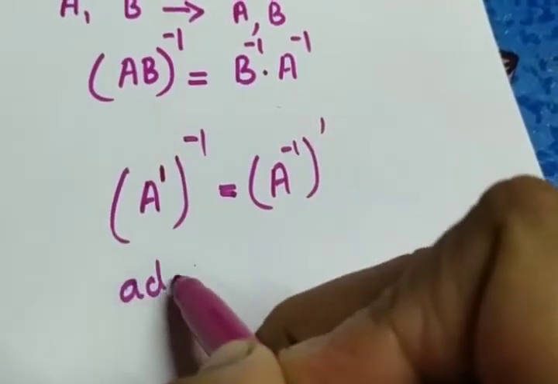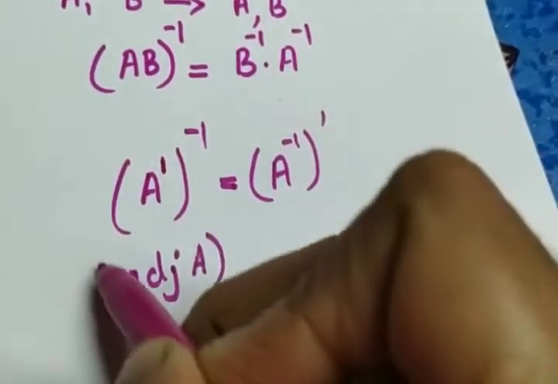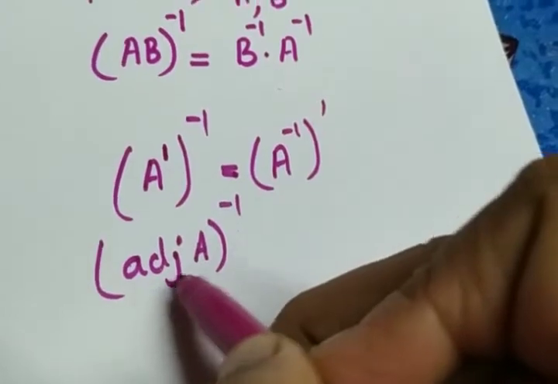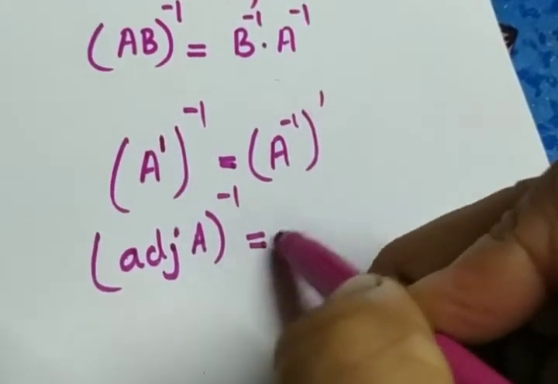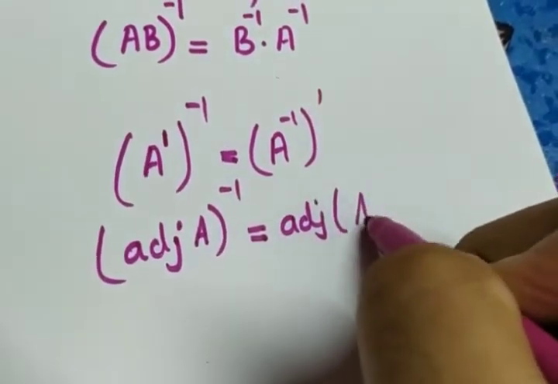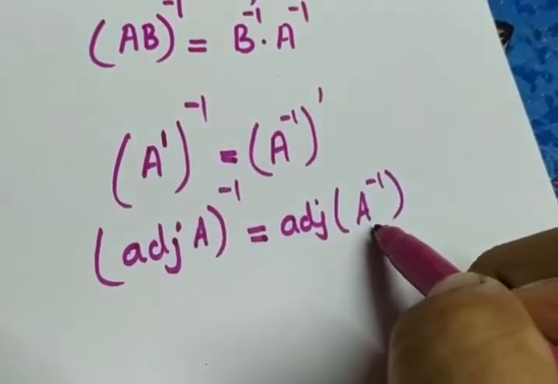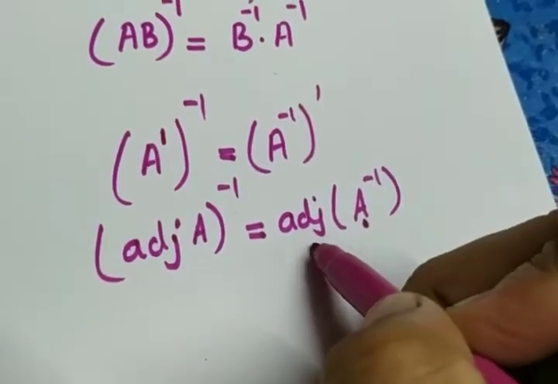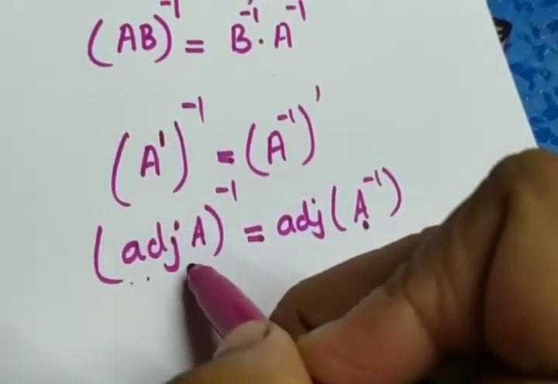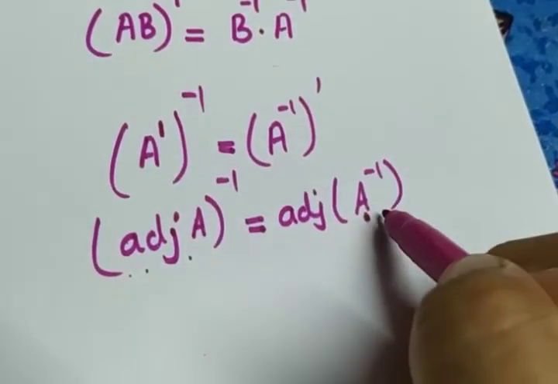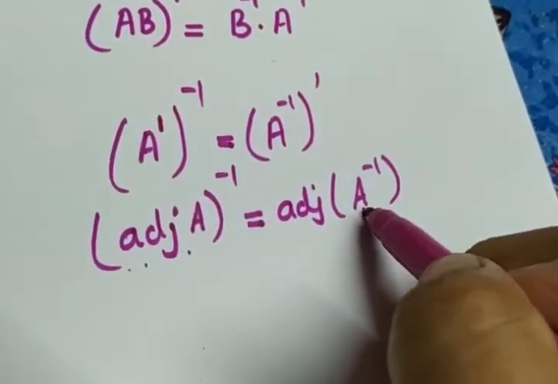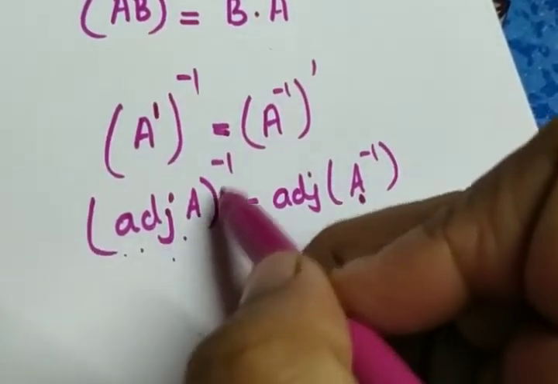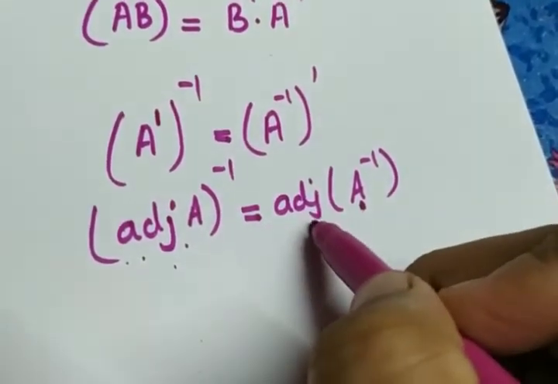And again there is another property: adjoint of A the whole inverse. After calculating the matrix adjoint of A, take the inverse, which will be equal to adjoint of A inverse. Adjoint of A inverse means first we calculate the inverse of the matrix and then calculate its adjoint. Here we calculate the adjoint first, then find the inverse, and on the right side we calculate the inverse first and then take its adjoint. The property says that these two are equal. Adjoint of A the whole inverse is the same as adjoint of A inverse.